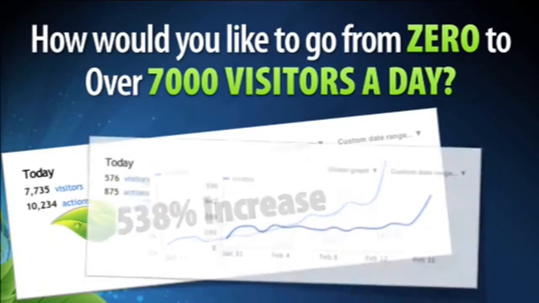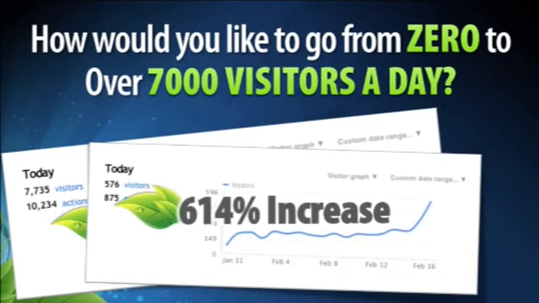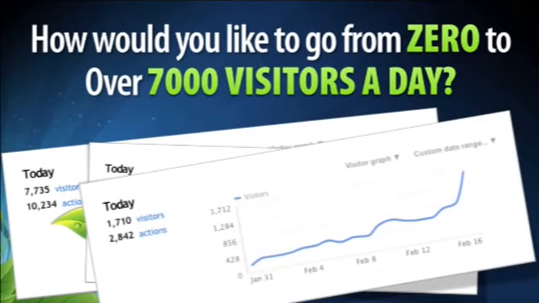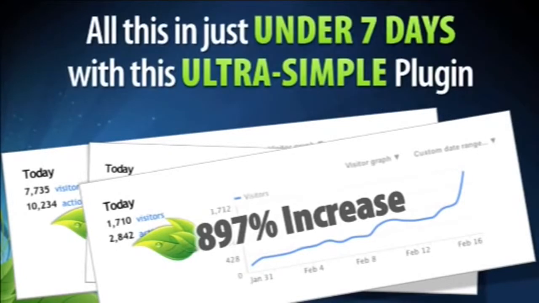But let's not stop there. Let's have a look at another student. Student number 2 went from almost zero traffic to over 576 visitors a day. And that's a 614% increase. Or how about this one that went from almost zero to over 1,700 visitors a day? That's an 897% increase. Now, all of this was really in under 7 days from the installation of this ultra simple plugin that I'm going to tell you about in just a few moments.